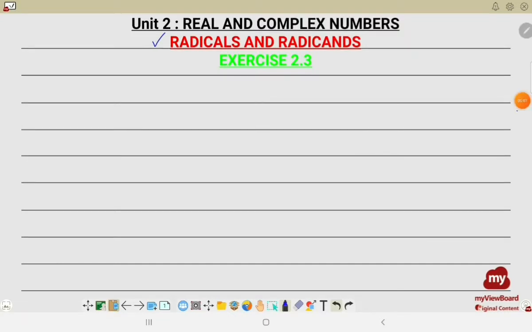You people have seen this type of expression, that is the square root of, let's say, 4. Then you have even seen the cube root of, let's say, y. These types of expressions are called radical expressions.